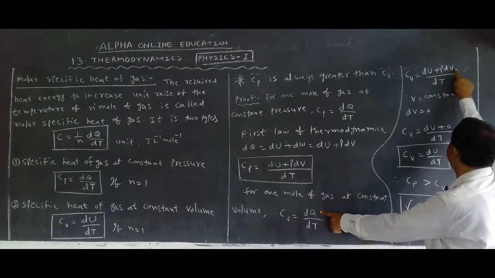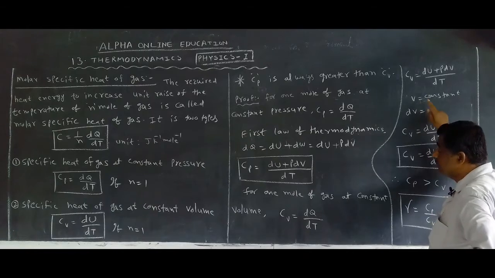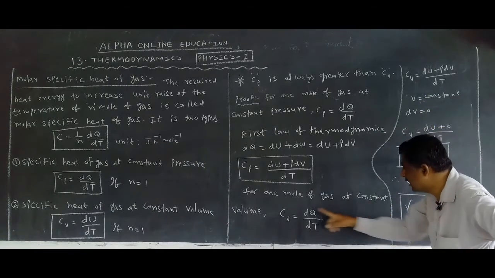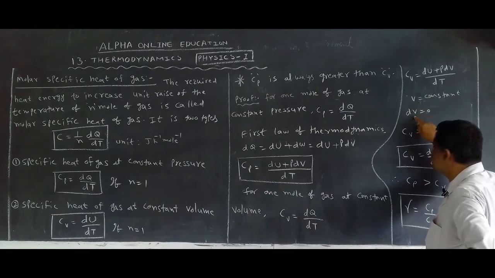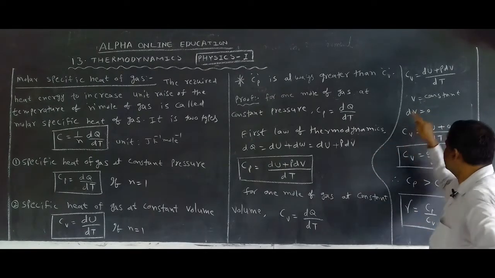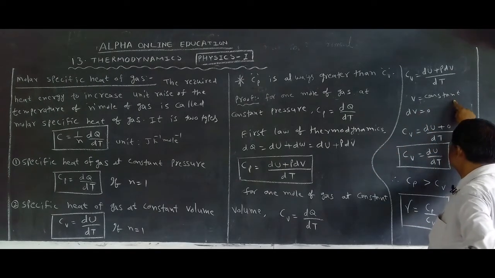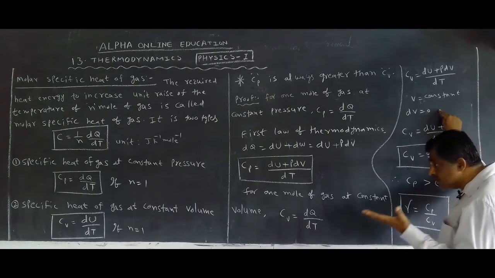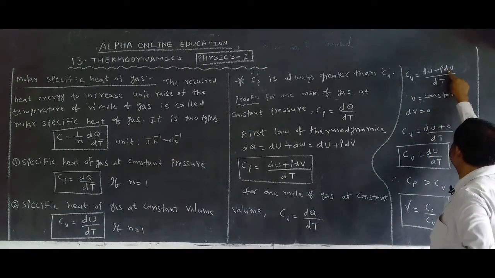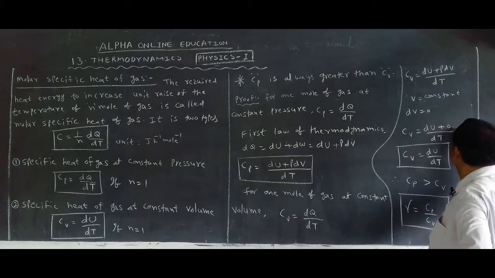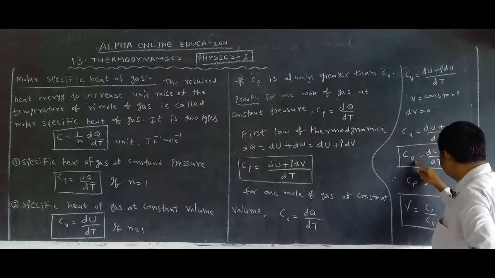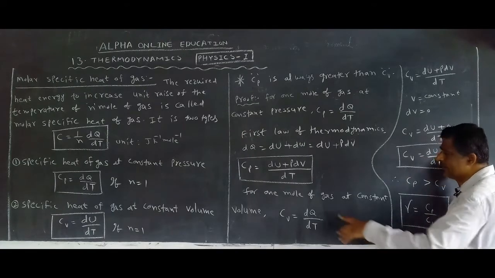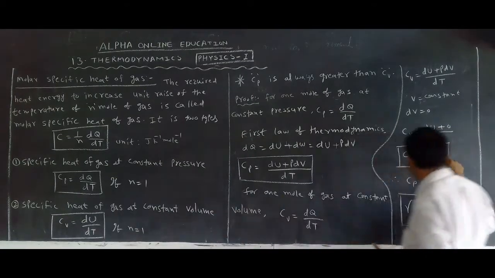But at constant volume, V is constant. What is dv? Change in volume. The volume is constant, so the change of volume is how much? 0. So I substitute dv equal to 0. So Cv is equal to du plus 0 by dt. So what do we get? Cv is equal to du by dt. That equation we got.